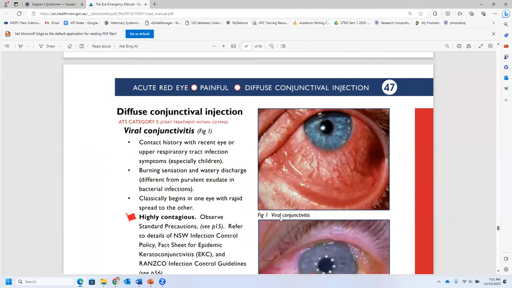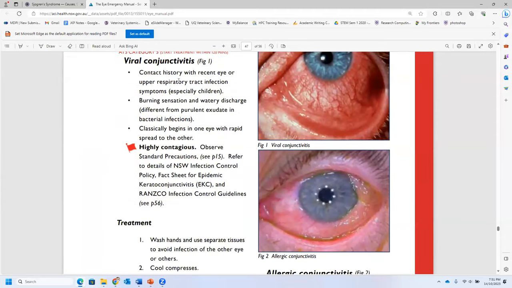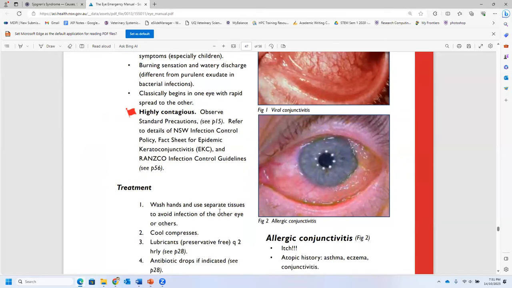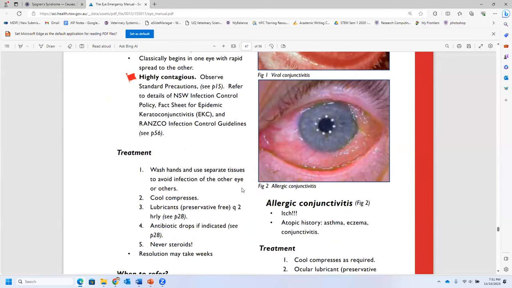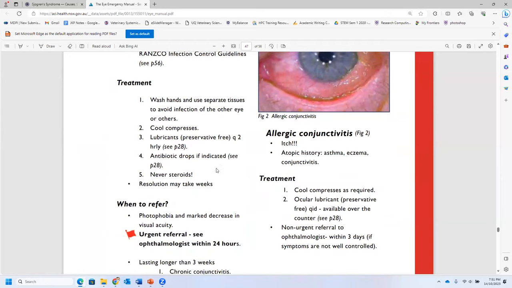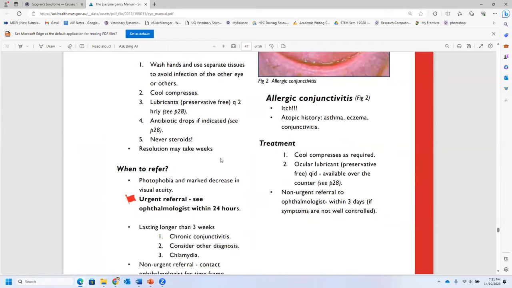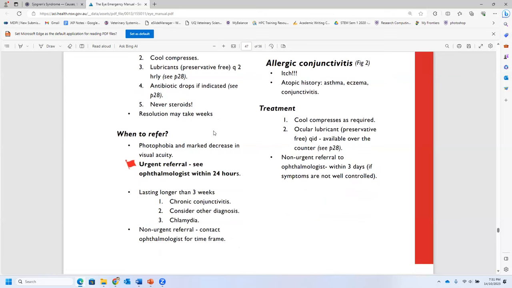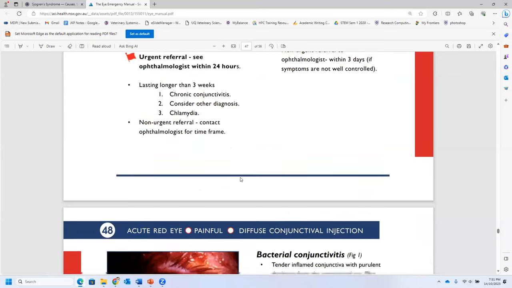All right, diffuse conjunctival injection. Viral conjunctivitis: contact history with recent eye or upper respiratory tract infection symptoms, especially in children, burning sensation and watery discharge, different from the purulent exudate in bacterial infection, classically beginning in one eye with rapid spread to the other. Precautions: wash hands, use separate tissues to avoid infection of the other eye, or cool compresses. Sometimes lubricants can also help. Antibiotics only if it is purulent; we never give steroids to the patient. Resolution may take weeks.